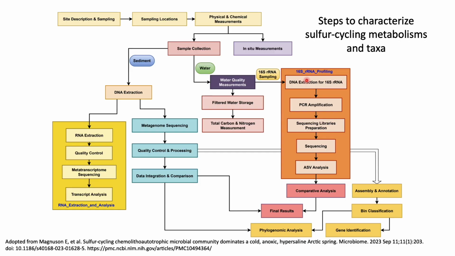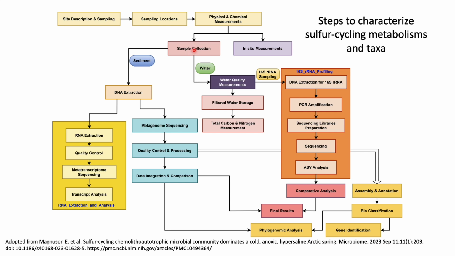Now we will be focusing on how a scientist will try to understand the sulfur cycling metabolisms and its taxa. It starts with site description and sampling, followed by sampling locations. Then they physically go to the place and the physical and chemical measurements are taken. Then the sample is collected and some in situ measurements, such as temperature and other things, are measured.